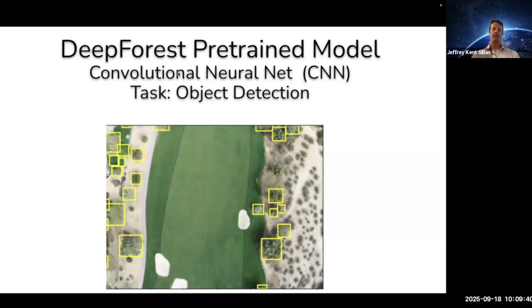Under the hood, this pre-trained model is a convolutional neural network, or a CNN. And the task that we are doing is object detection. So we're trying to find any tree in the image, and we want to put a bounding box around it. So that's the output, a bounding box, or object detection is our task.